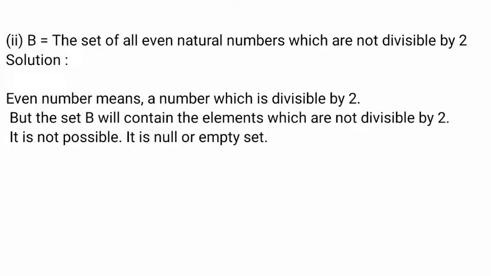Very good. Second one: B equals the set of all even natural numbers which are not divisible by 2. Solution: an even number means a number which is divisible by 2, but the set should contain elements which are not divisible by 2. That is not possible, because an even number is compulsorily divisible by 2. Therefore that is also what set? Null set or empty set.